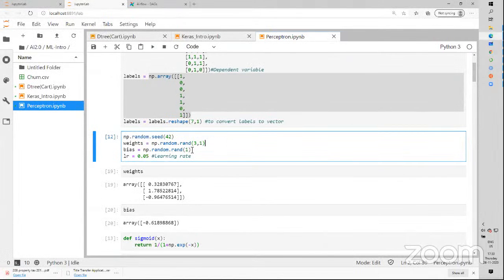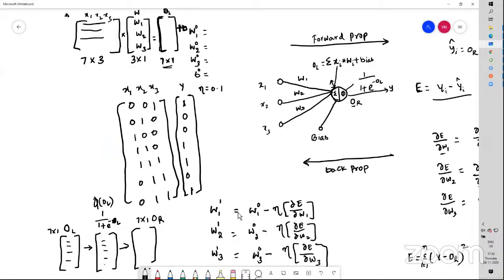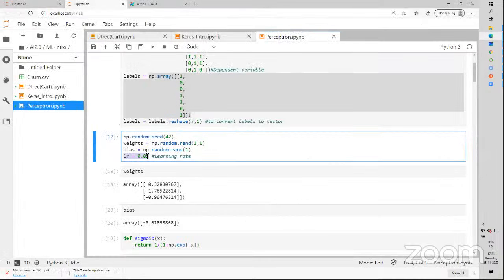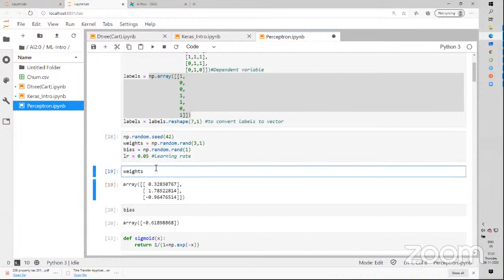So we initialize the weights and give the learning rate. Why do we need a learning rate? Whenever we want to update the weights, we need a learning rate, and I am initializing my learning rate to 0.05. Generally, smaller is better, but in this case, let's say we go with 0.05. After initializing the weights, I am printing the weights for you. So these are the three weights that we have generated.